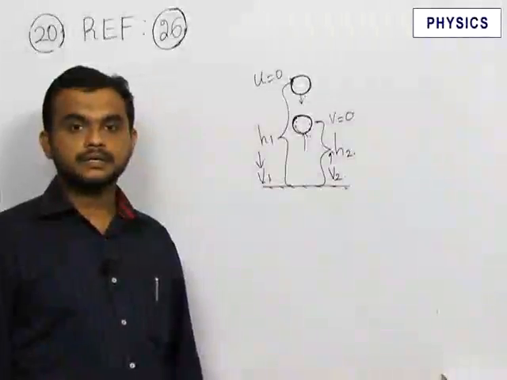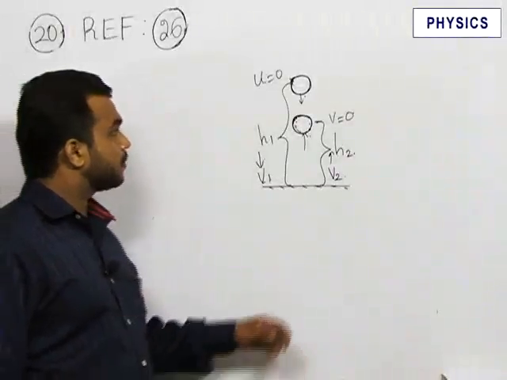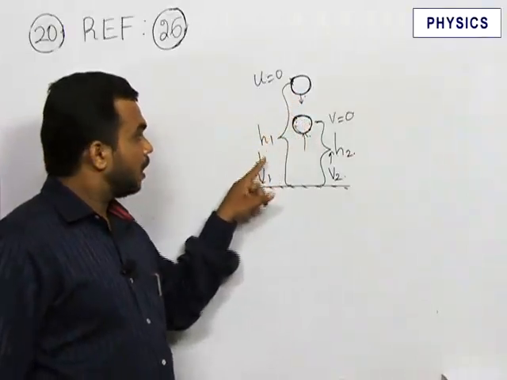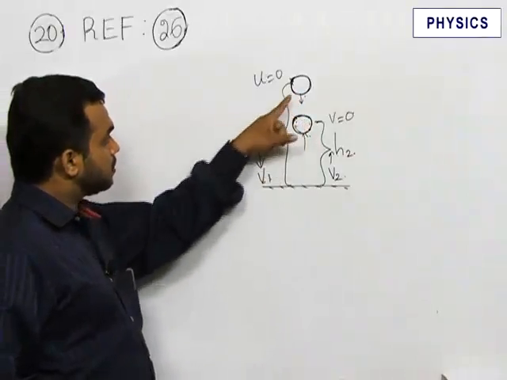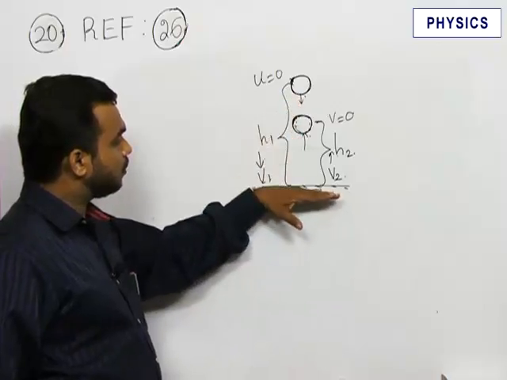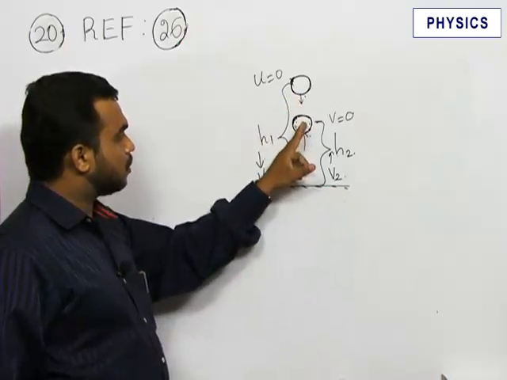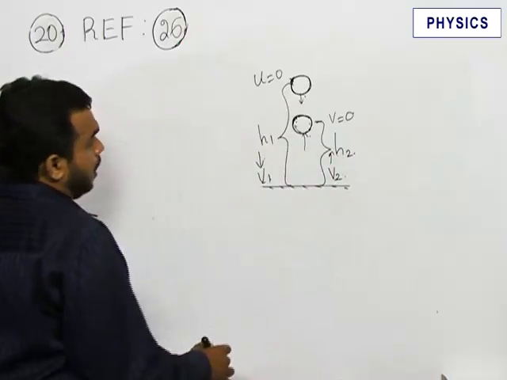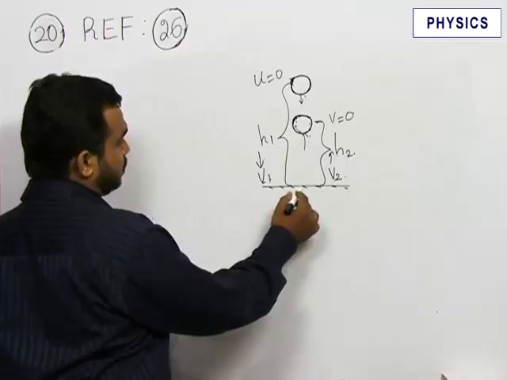Next, please refer to question number 26. In this, a ball is dropped from a height h1 and it falls on a smooth floor and rebounds to another height h2. The values of h1 and h2 are given, and we have to find the coefficient of restitution.